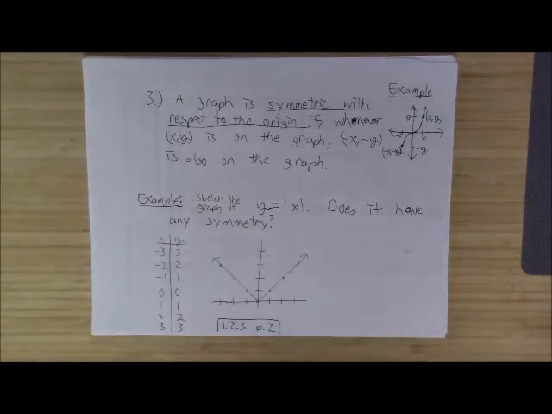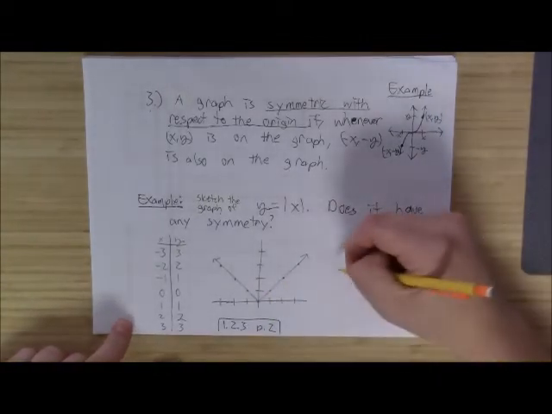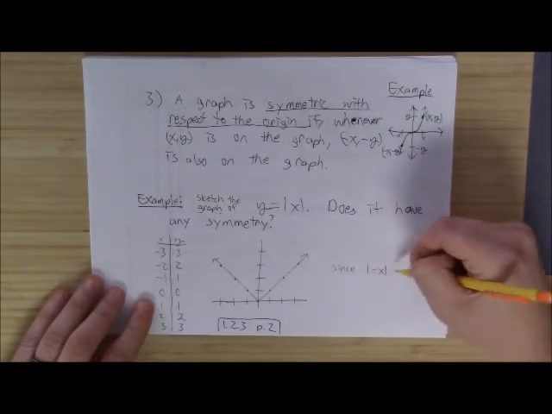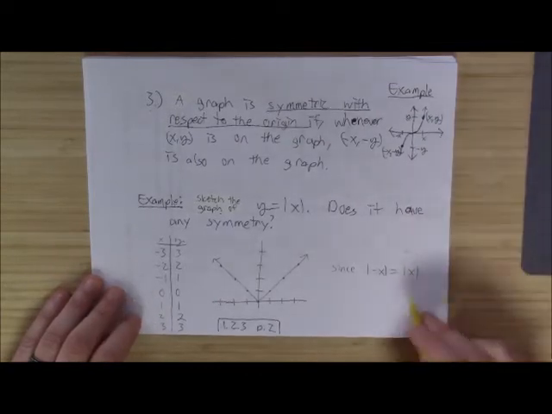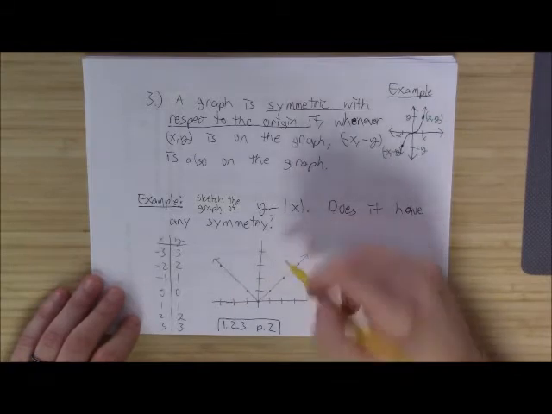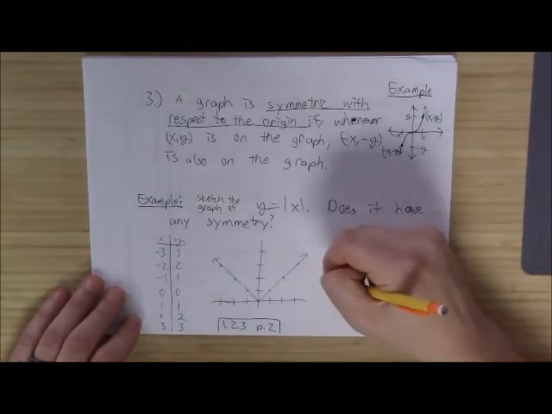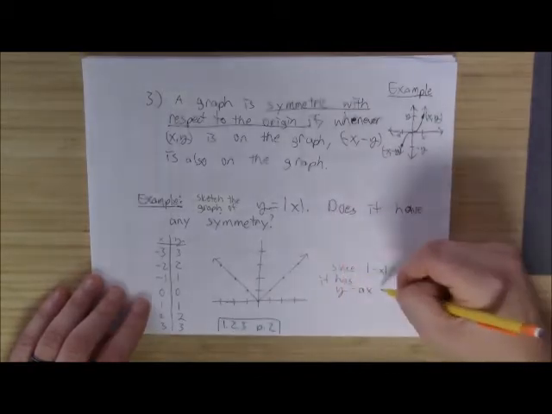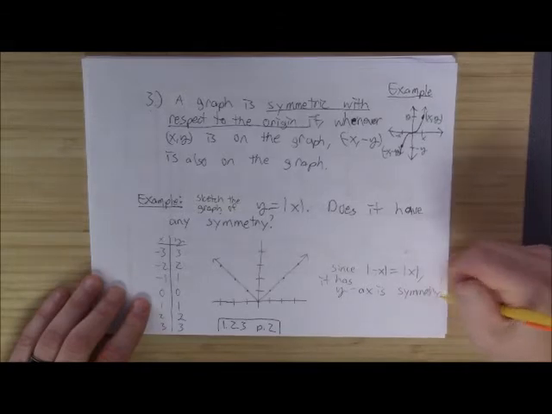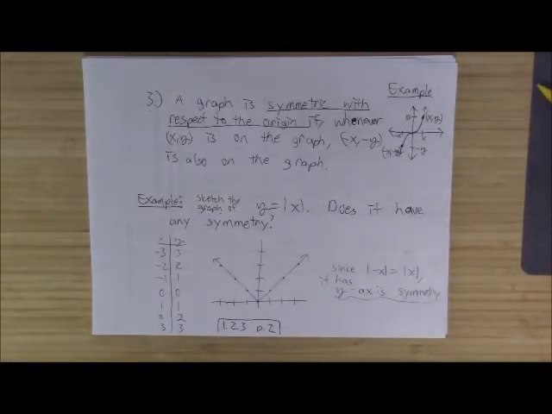Does it have any symmetry? Well, we can see here that since the absolute value of negative x is the same thing as the absolute value of x, no matter what x is, we can see that it has y-axis symmetry. Well, this right here gives us an idea of how to check it.